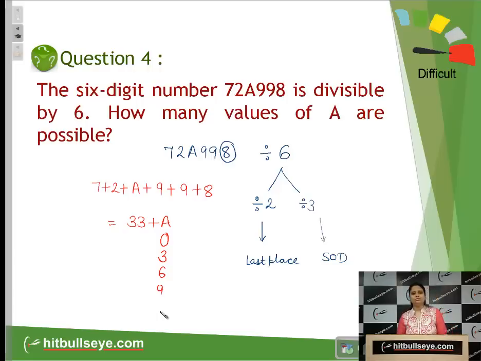We cannot go beyond 9. Why so? Because A is a digit. Digit takes value from 0 to 9. So 9 is the maximum value we can take. So these 4 values are possible. So many answers are possible for this question.